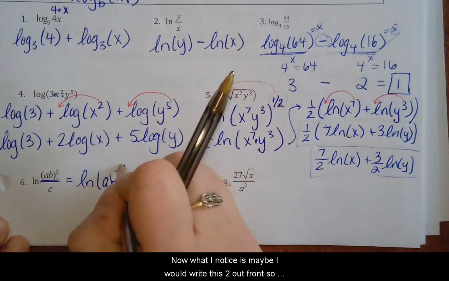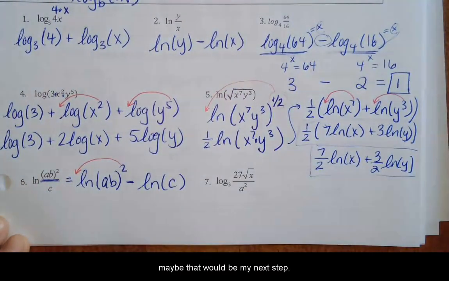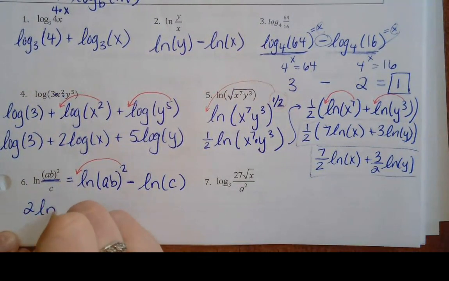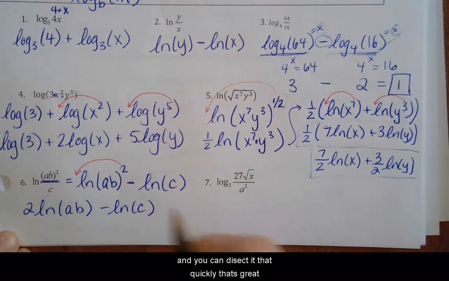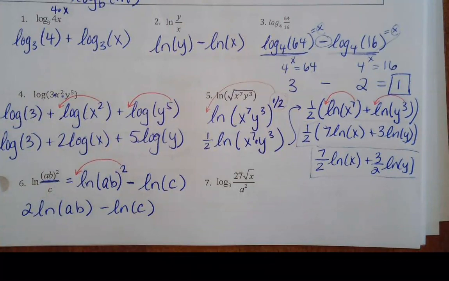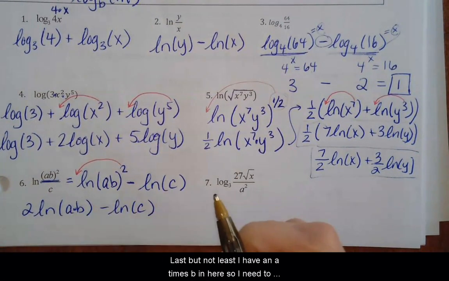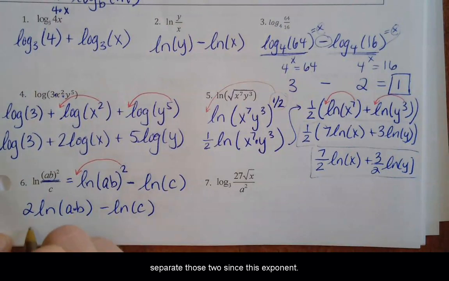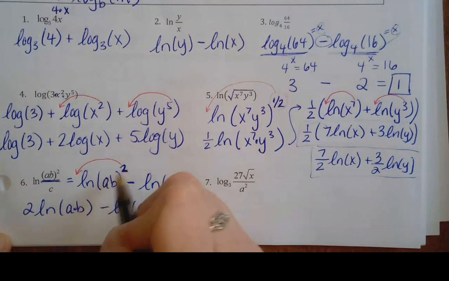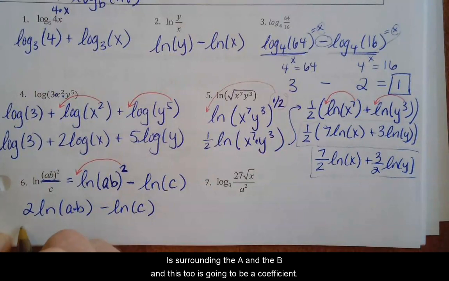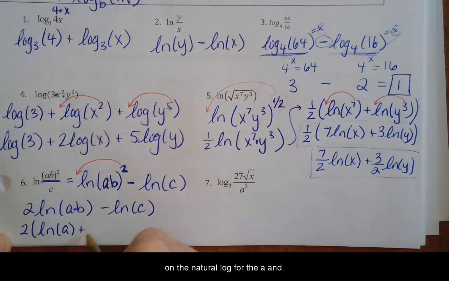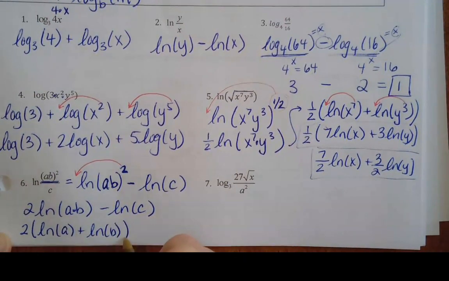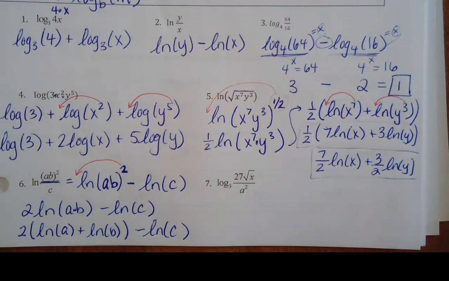Now, what I notice is maybe I would write this 2 out front. So maybe that would be my next step. And again, if you're able to jump right to the final answer and you can dissect it that quickly, that's great. Last but not least, I have an a times b in here, so I need to separate those. So since this exponent is surrounding the a and the b, then this too is going to be a coefficient on the natural log for the a and the natural log for the b, subtracting the natural log. So that would be our final.